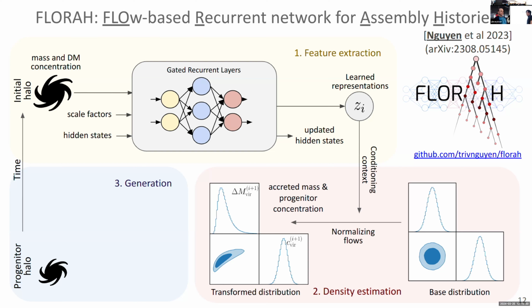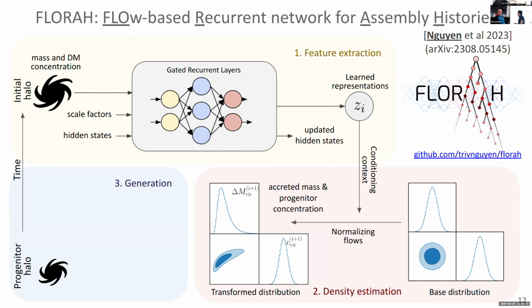To do so, we use normalizing flows. Normalizing flows are a class of generative models that transform a base standard Gaussian distribution via nonlinear invertible transformations into a target distribution that you want. Here we choose the target distribution to be the accreted mass, which is just the mass difference between the initial halo and the progenitor halos, and the progenitor concentration. During training, the quantity that we minimize is directly the log probability, which is basically the likelihood, because the normalizing flow gives you a way to evaluate the likelihood directly.